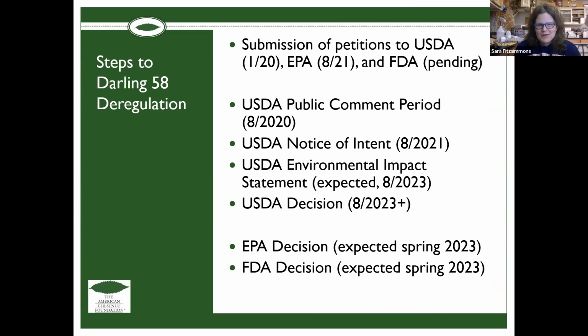There are a lot of steps moving ahead, and I wish I could make this more colorful and easy to read. But the USDA petition was submitted in January of 2020. The first public comment period happened in August of 2020. The USDA submitted a notice of intent at the end of this year. In that notice of intent, they say they expect to develop their EIS, or environmental impact statement, in 2 years from the date of that NOI. So that would put us around August of 2023.